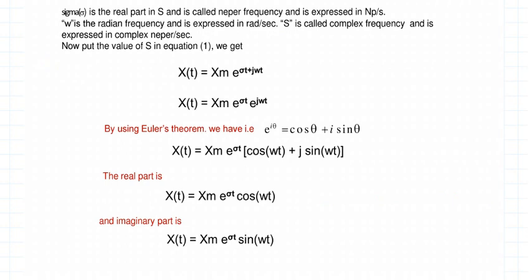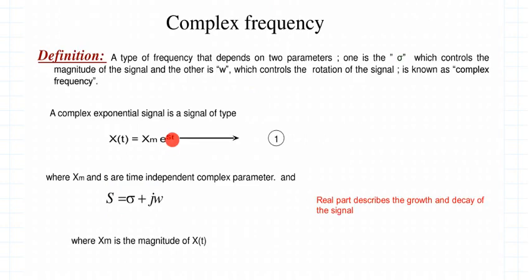What we have just seen is that s can be expressed as sigma plus j omega. As seen in the earlier equation, it is e raised to st. Now I have replaced this s by sigma plus j omega. So what do I get? e raised to (sigma plus j omega) into t. And that's what is shown here.